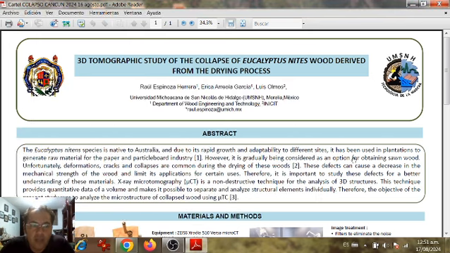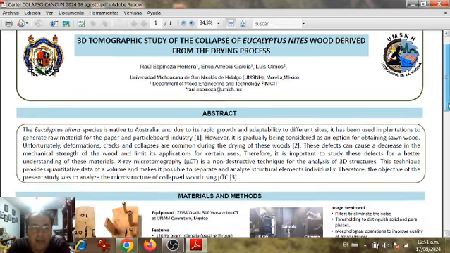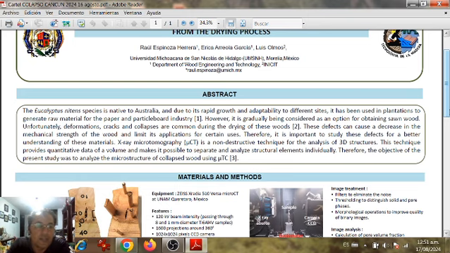Hi, I will present the work entitled 3D tomographic study of the collapse of Eucalyptus nitens wood derived from the drying process. The main objective of this work is to analyze the causes that generate a collapse of the wood during a drying process. For that, we obtained the Eucalyptus nitens species from a commercial plantation in Mexico.